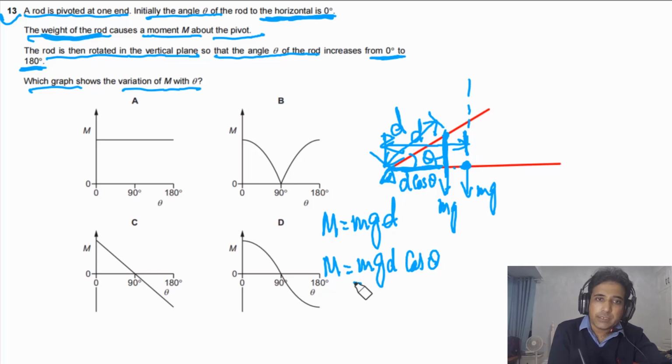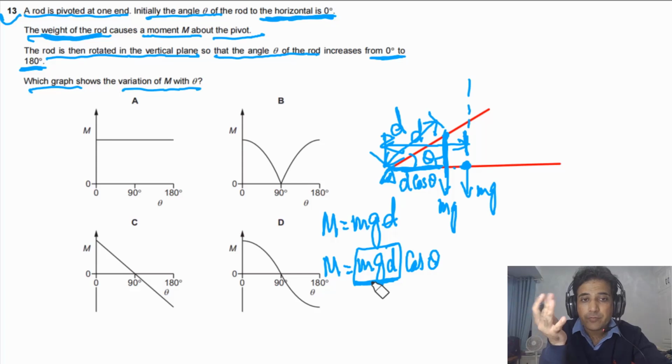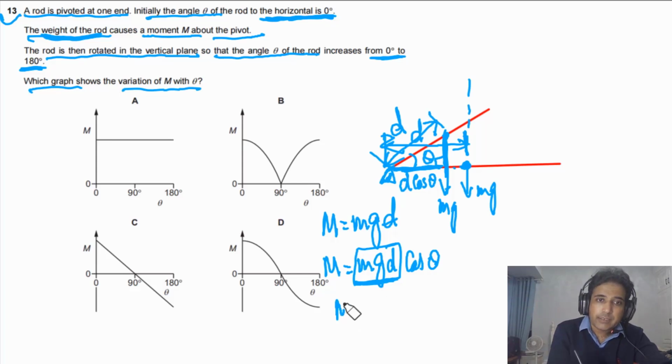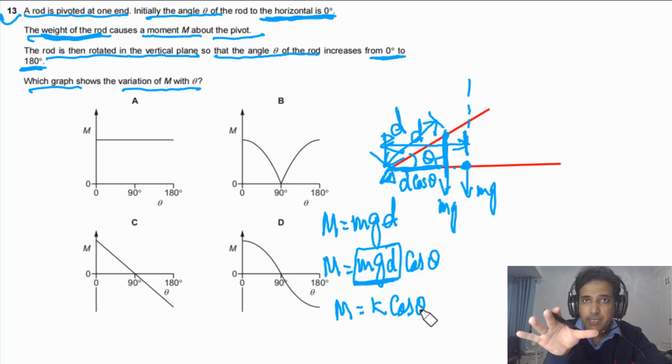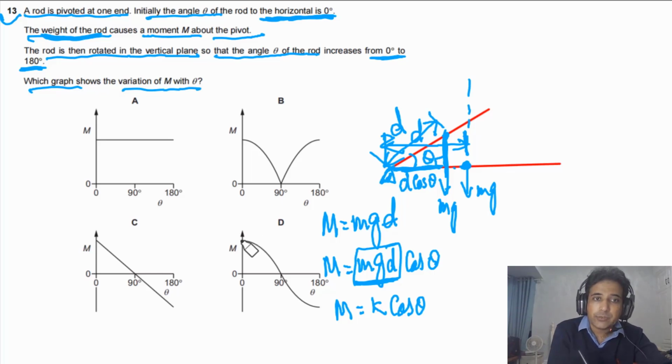So you can see here mgd, they are constant. So it means these three quantities, they are constant. So what will be the shape of the graph? So it simply means that moment is equal to some constant, we can say k times cosine of theta. It simply means that graph has to be cosine graph and initial value has to be maximum.